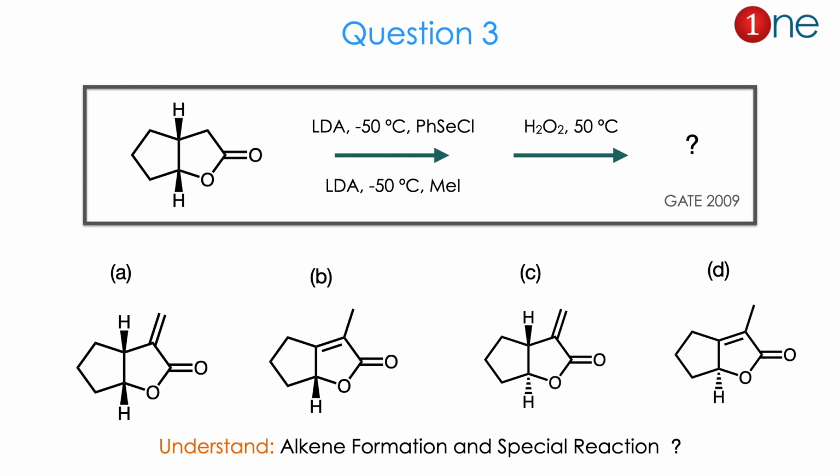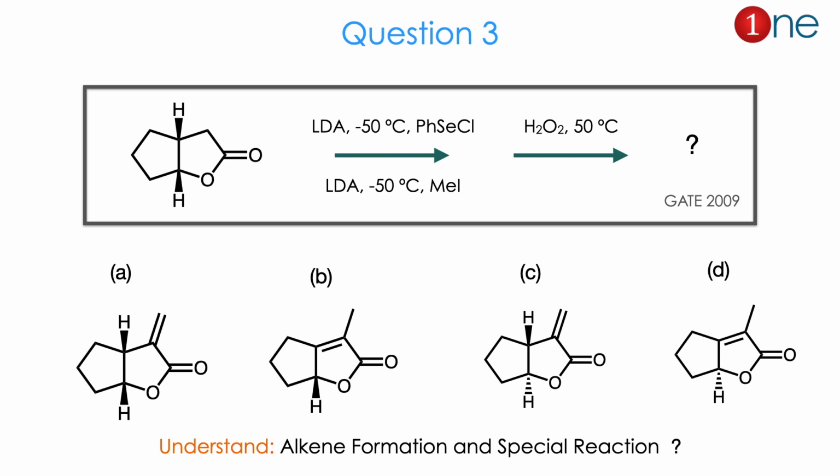Then question number 3. The starting material is a fused system with hydrogens which are in the syn form. You have an anhydride which is in the cyclic form. You are using LDA in the first step with phenylselenide. In the second step you are using LDA with methyl iodide. Then in the third step you are using peroxide. They ask you to find the product.